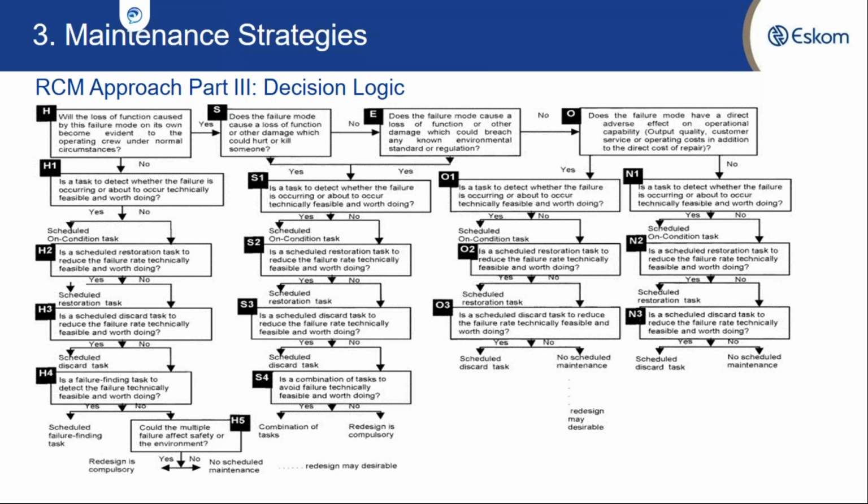So you will ask questions, and those questions will be either a yes or a no. Maybe just to go through one question, you will, for example, ask: will the loss of function caused by this failure mode on its own become evident to the operating crew under normal circumstances? If your answer is no, that type of failure will be taken as a hidden failure. And RCM will tell us how we deal with hidden failures. An example can be that you can do an on-condition task to search for those types of failures.